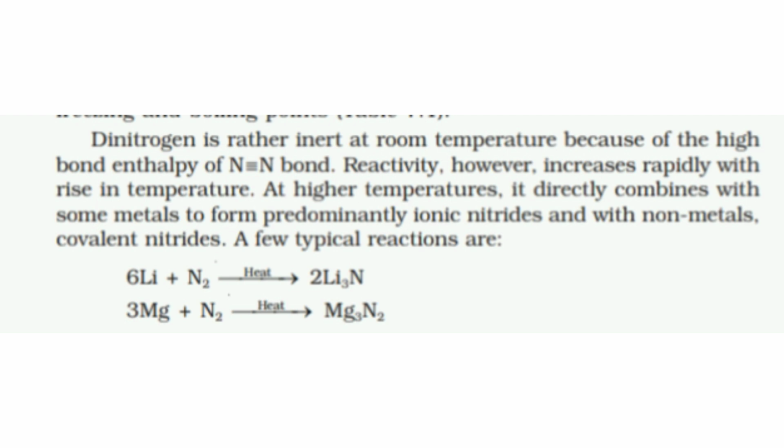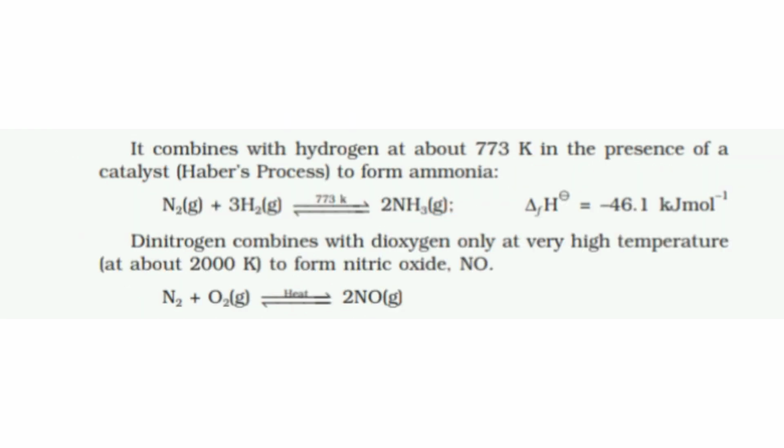At higher temperature, it directly combines with some metals to form predominantly ionic nitrides, and with some non-metals covalent nitrides. It combines with hydrogen at about 773 Kelvin in presence of a catalyst, Haber's process, to form ammonia. Dinitrogen combines with dioxygen only at very high temperature, about 2000 Kelvin, to form nitric oxide, NO.